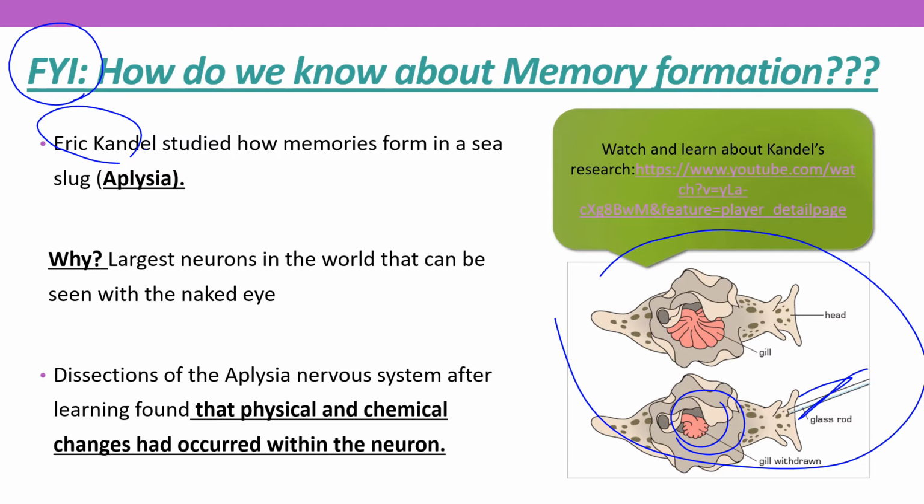Now, simultaneously, he was able to see the changes in the neurons when he dissected the aplysia after the experiment. So he was able to see how, before and after this learning experience, these neurons had changed in a biological way.